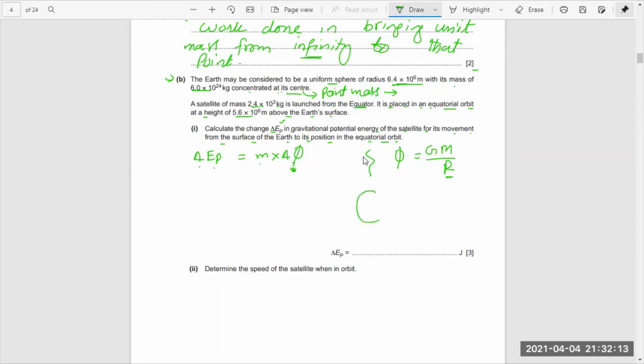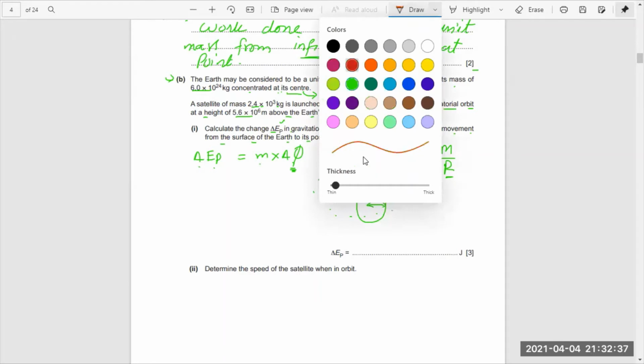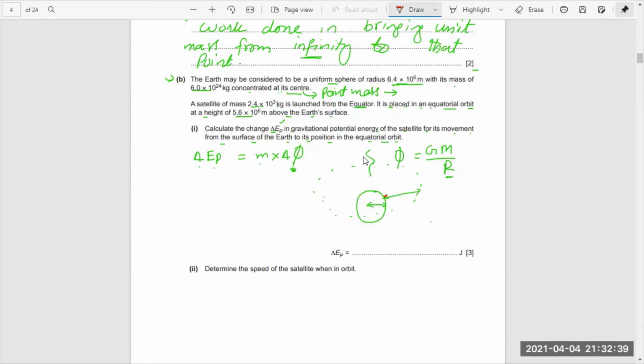If you consider it, this is your Earth, and somewhere above the equator of the Earth, there is a satellite we have to launch, and that height is also given to us. And the radius of the Earth is also given to us. So we have to change the position of the satellite. Initially, the satellite is definitely at the surface of the Earth, and we have to pick it from here and launch it into that particular orbit at that particular height.